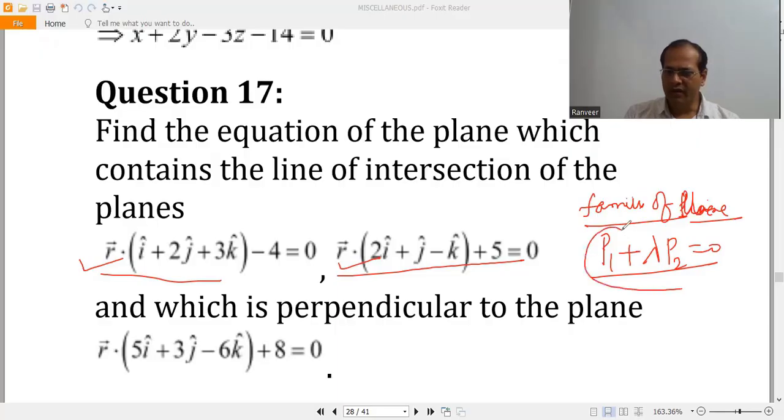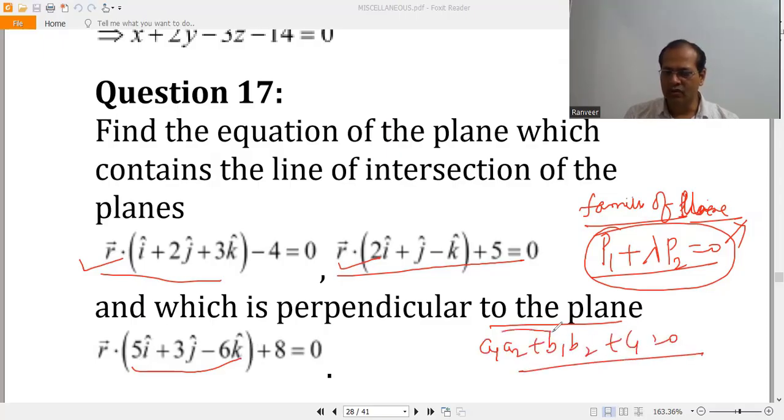Once we find P1 plus lambda P2, we rearrange the terms using the condition that it is perpendicular to the given plane. Whatever direction ratio we get from here and the direction ratio of the other plane, we use A1A2 plus B1B2 plus C1C2 equals 0. Whatever value of lambda we get, we substitute it to get the equation of the plane. In this way we can find it. So this is a two-step process.